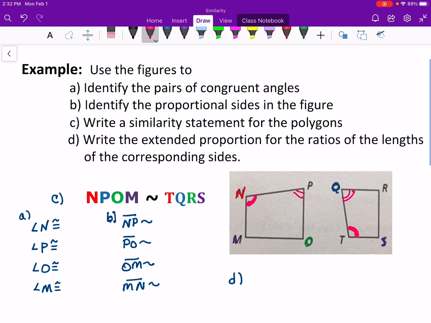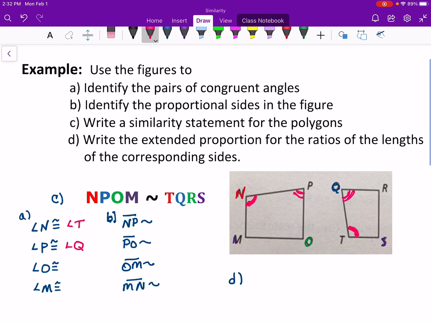So let's start with the pairs of congruent angles. If we match up by the markings, you can see that N and T have a single arc in them. So we know that angle N is congruent to angle T. Angle P has double arcs and so does Q. So P and Q are congruent.